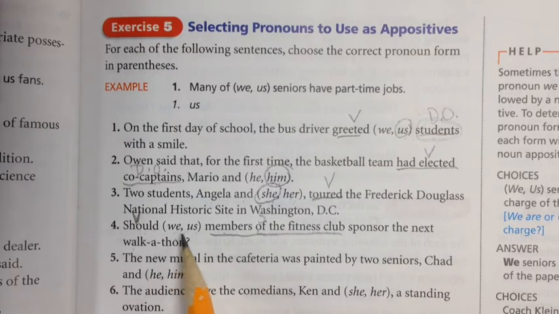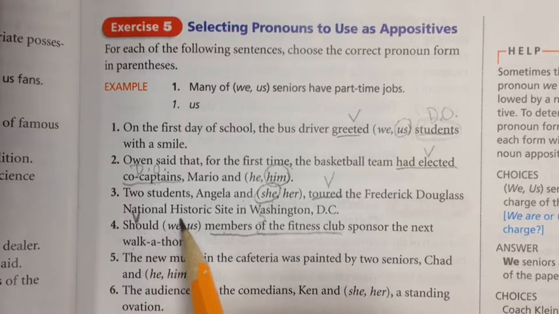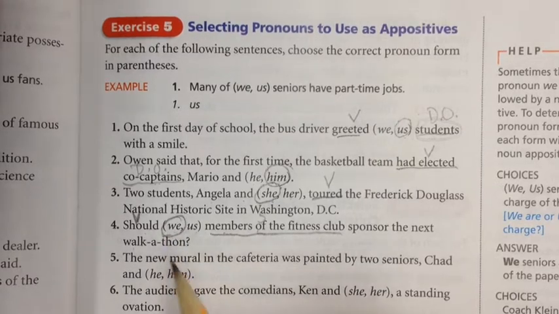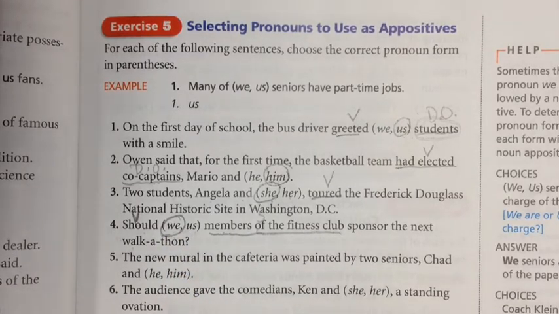Anyway, the pronoun we want is the one we would use for subjects, and that's the nominative case, and if you look at the list, you'll see that that is the word we. Number 5.